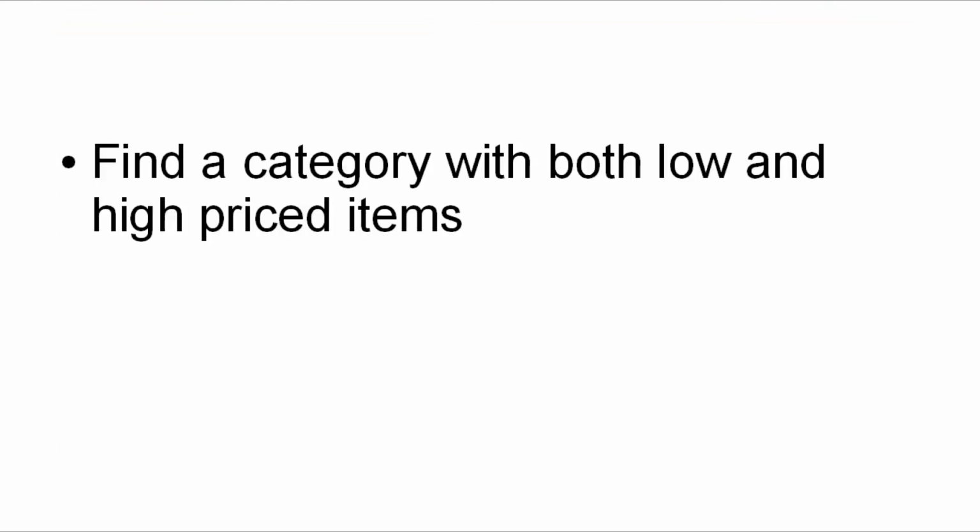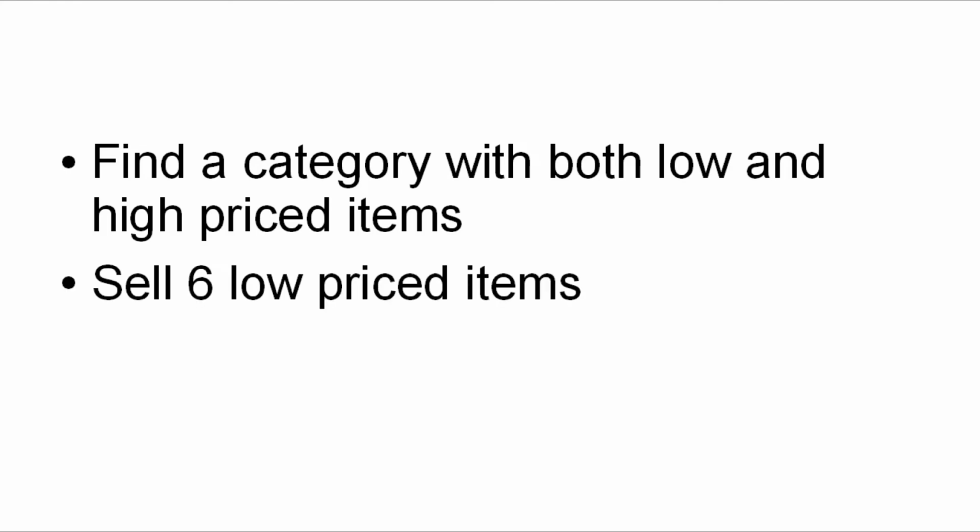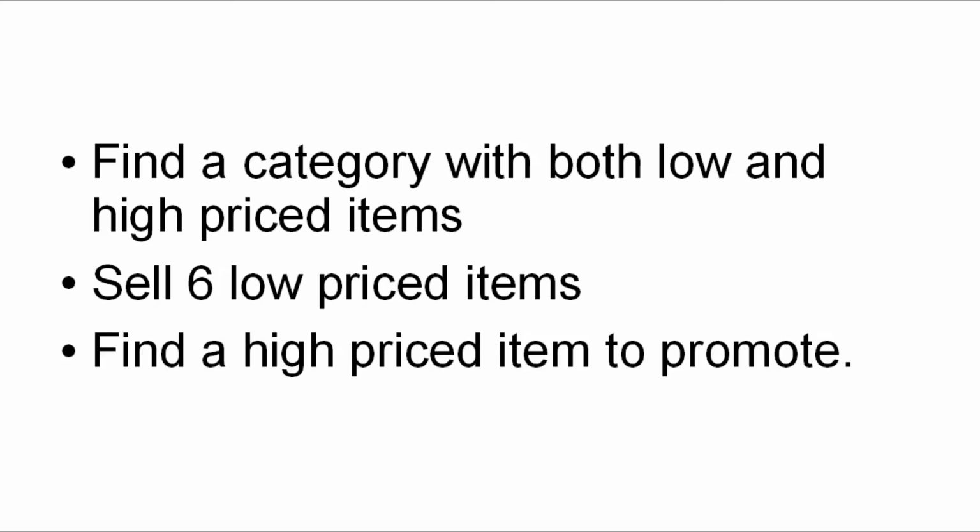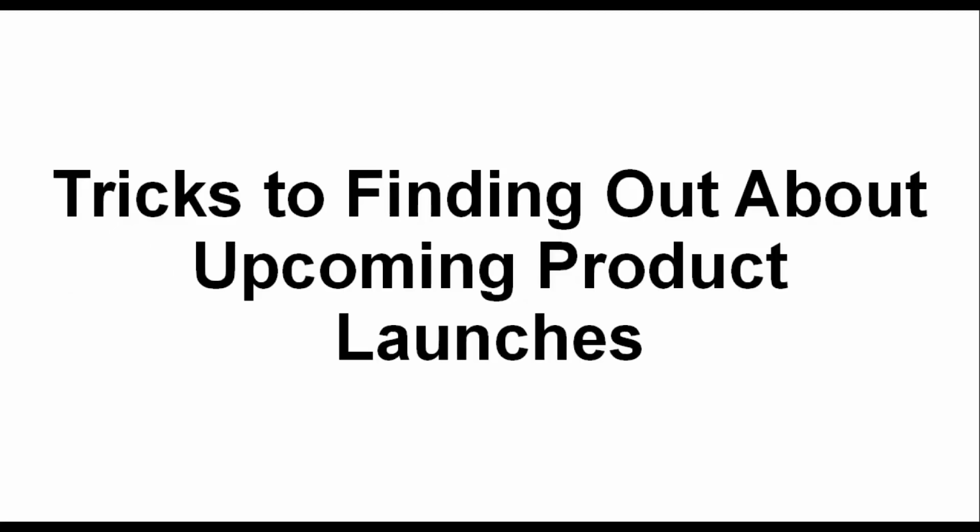So what you want to do is find a category with both low and high priced items. Then you want to sell 6 low priced items, because obviously lower priced items are going to be easier to sell than higher priced items. And then when you've been moved up into the next percentage, you can find some high priced items to promote and get the larger commission. So there you go, 2 ways that you can really clean up from making a small percentage on high priced items on Amazon.com.